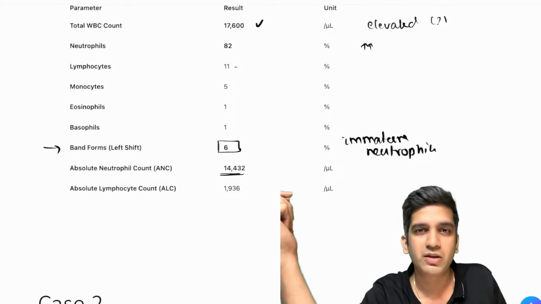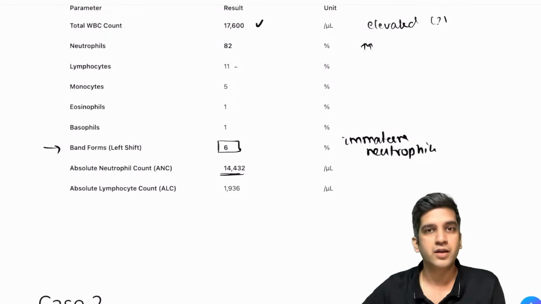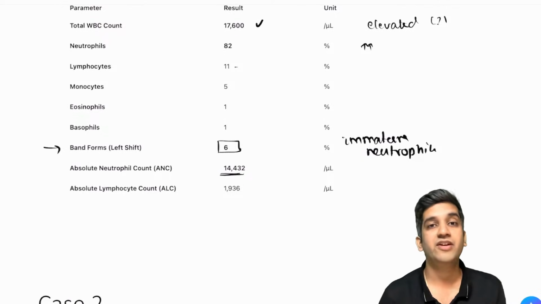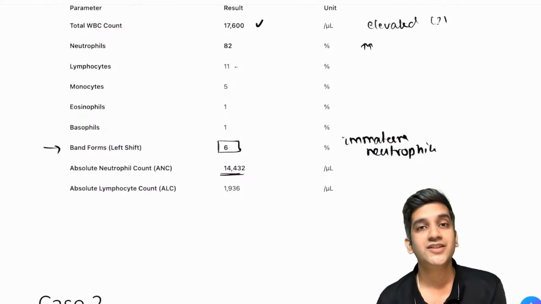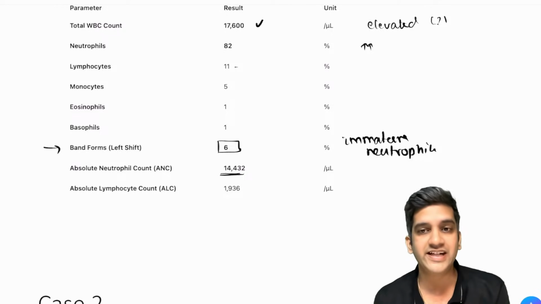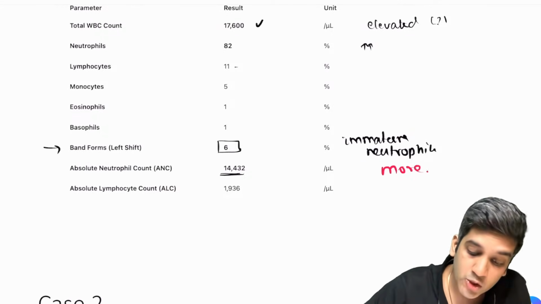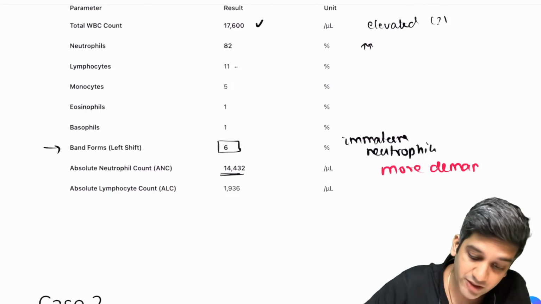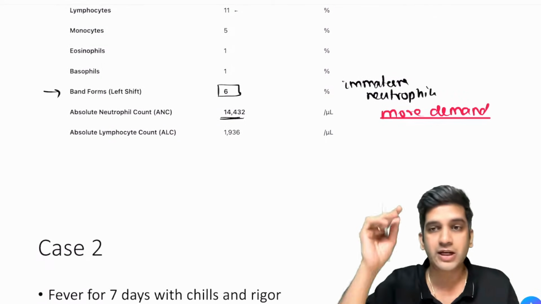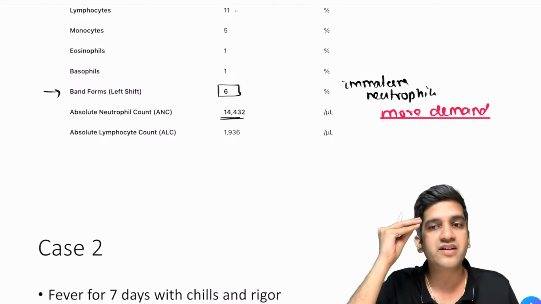So what is the bottom line here? My body is requiring more neutrophils or less neutrophils? My body is requiring very high neutrophils because the disease, whatever is causing the symptom, is making the neutrophils die or making the neutrophils fight, right? Perfect one. See, I have more demand. So please remember, not just here, remember throughout the hematology chapter, whenever I have more demand of a particular cell, the precursor will come outside.